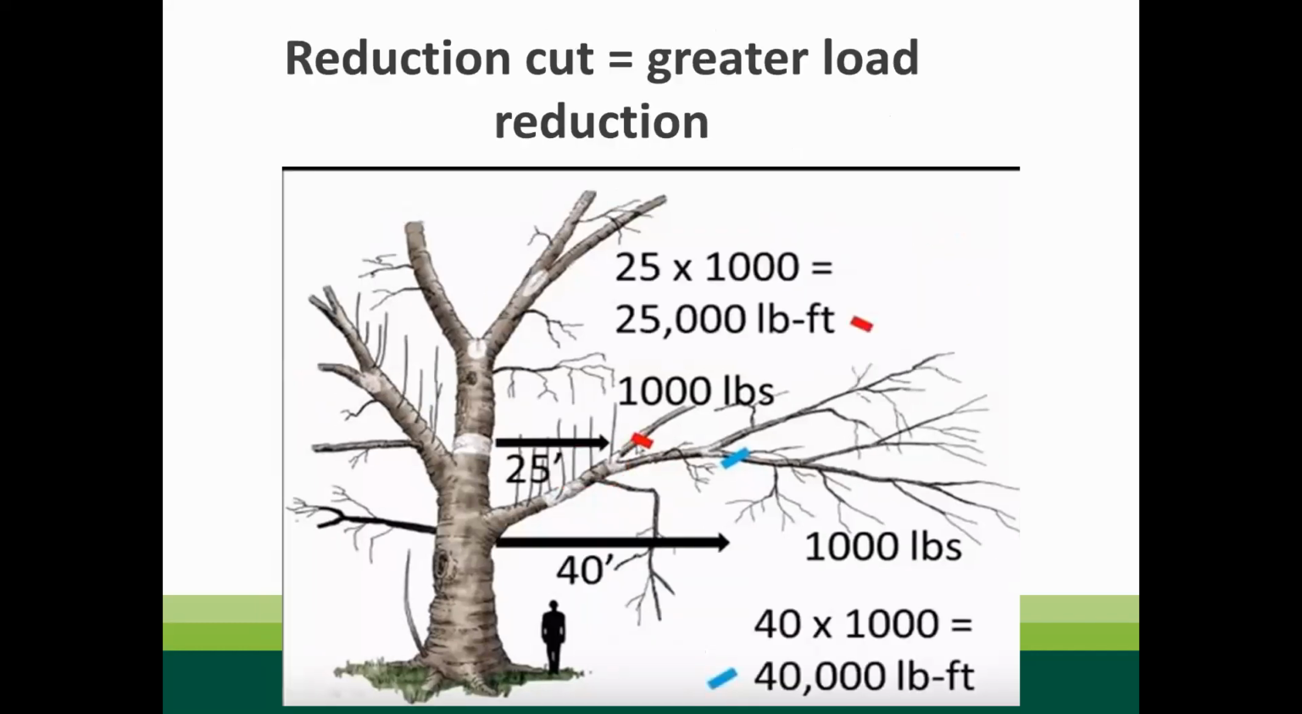It's a function of, well, 25 feet out is where the cut would be on that thinning cut. And if it's a 1,000-pound branch, it's 25 feet times 1,000 pounds. You get a reduction in load of 25,000 foot-pounds. But if you move out 40 feet to where it's a reduction cut, then you have 40 feet times 1,000, and you have a reduction in the load of 40,000 foot-pounds. So a difference of 15,000 foot-pounds just by placing the cut in a different location, further out on the end of that lever, makes a huge difference.